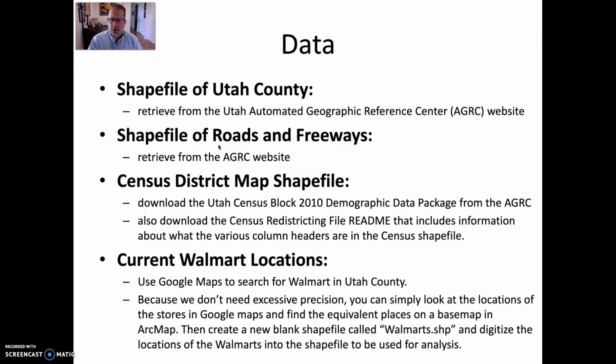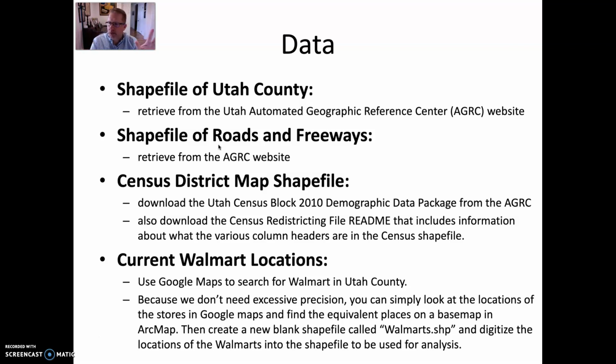And then finally, current Walmart locations. This one's a little bit trickier. I'm going to have you digitize these. So you'll go into ArcGIS Pro, create a new blank shapefile of points, and then you're going to pull up Google Maps next to it, search for Walmart in Utah County, look at where they are here in Google Maps, and then come over here to your ArcGIS Pro and digitize or drop in points where those Walmarts exist. That way you can basically duplicate it.